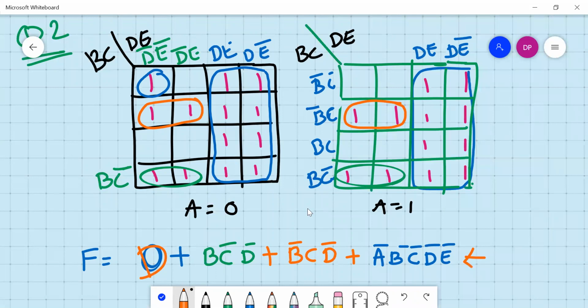So 5 variable K map, if it is given, you should be in a position to solve. So let's take down one more question.